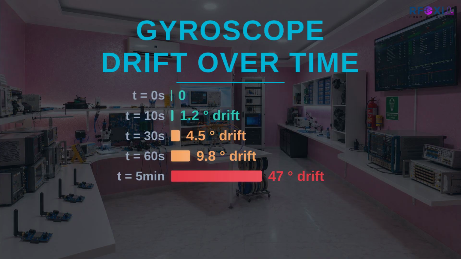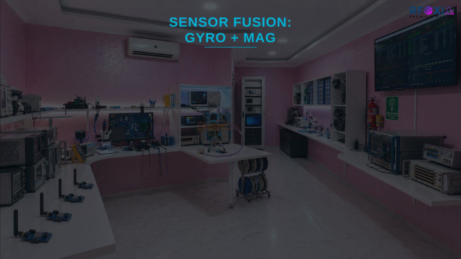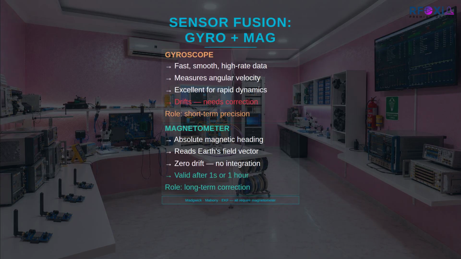It does not integrate anything. It reads a physical field that exists whether your system has been running for 1 second or 1 hour. This is why the magnetometer is the sensor that grounds the entire orientation system. The gyroscope gives you fast, smooth, high-rate rotation data with no noise. The magnetometer gives you slow, absolute, drift-free heading reference. The correct approach, which has a name, sensor fusion, is to use both simultaneously, weighting the gyroscope for rapid dynamics and the magnetometer for long-term correction. This is what Madgwick filters, Mahony filters, and extended Kalman filters do. Without the magnetometer input, all of them eventually drift.